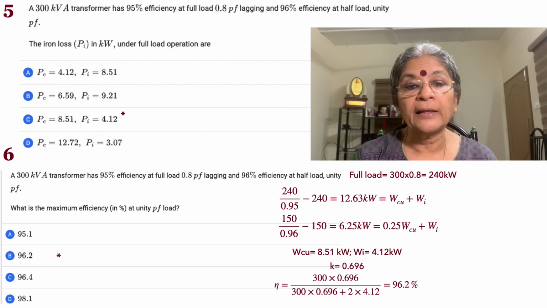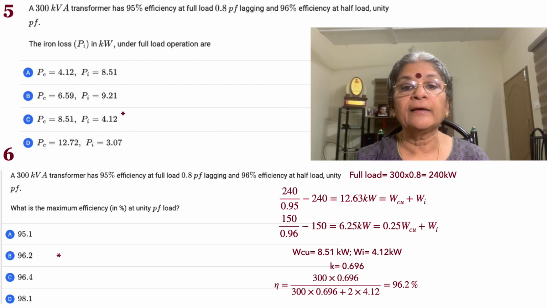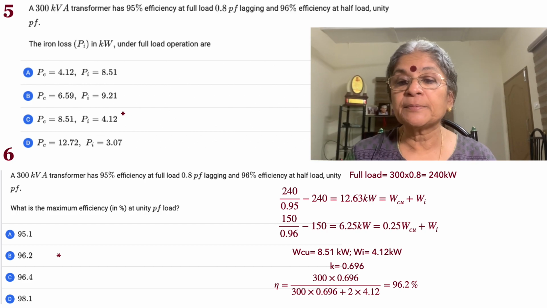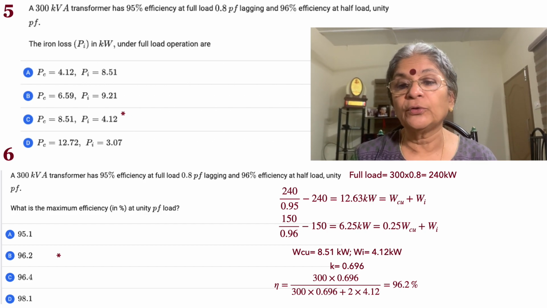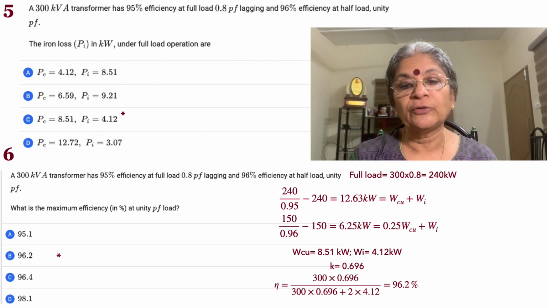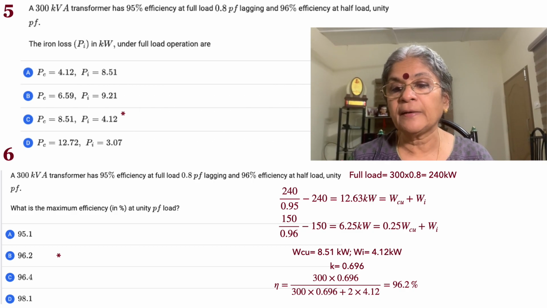Another related question, done together with this one: the 300 kVA transformer has 95% efficiency at full load, 0.8 power factor lagging, and 96% efficiency at half load, unity power factor. What is the maximum efficiency at unity power factor? Let's see.